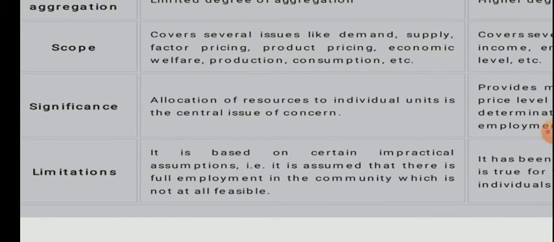There are certain limitations of these two branches, microeconomics and macroeconomics. Microeconomics is based on certain empirical or hypothetical assumptions. In most microeconomic theory, we have to assume that there is a full employment level, which is a vague assumption, meaning it is not always possible. Not every economy is in a full employment situation, but in most of the theory we have to assume that.